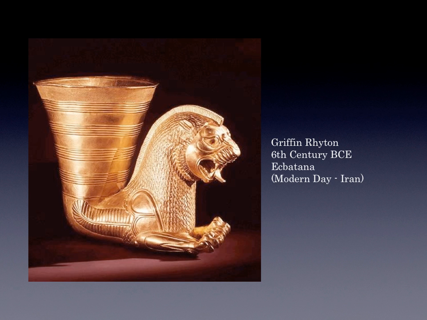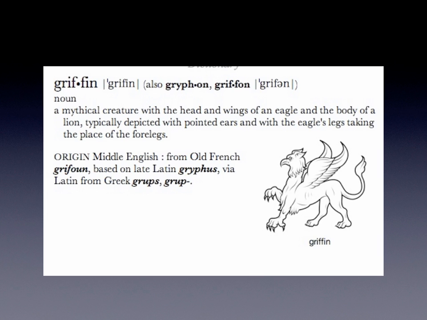This is a griffin rhyton. A rhyton is a horn-shaped cup, and this is an example that was found in modern-day Iran, 6th century BCE. And just for those of you who are not quite sure what a griffin is, it's a mythical creature with the head and wings of an eagle and the body of a lion, typically depicted with pointed ears and with the eagle's legs taking the place of its forelegs. I'm sure there are a lot of Harry Potter fans out there for whom this is common knowledge, but for the rest of us, a simple definition.